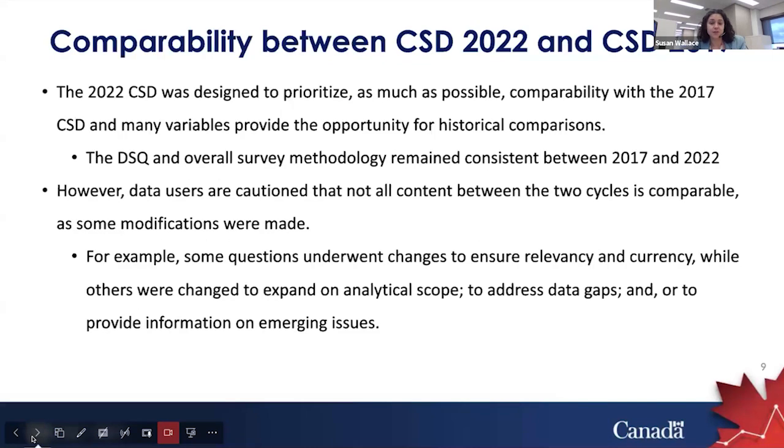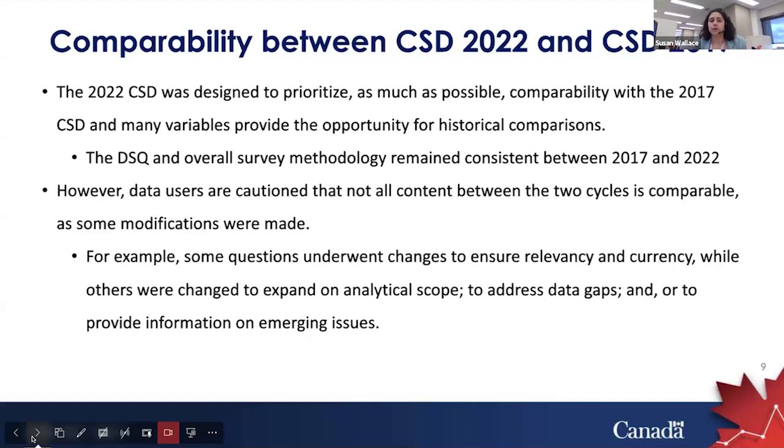As I mentioned, I'll speak a bit about the comparability between the 2022 CSD and the 2017 cycle. The tool that was used to measure disability, the disability screening questions, are the same, and the survey methodology is the same between the two survey cycles. Therefore, this is how we're able to produce information on change over time for the population of persons with disabilities. And we're able to compare much of the content between the two surveys, although there have been some changes.